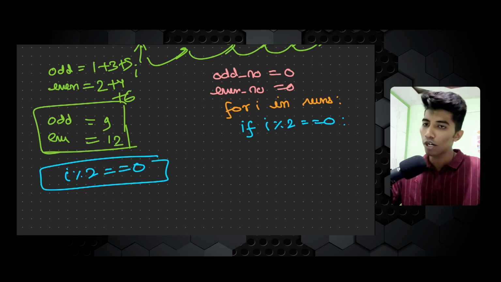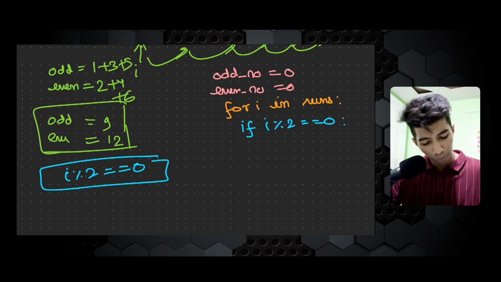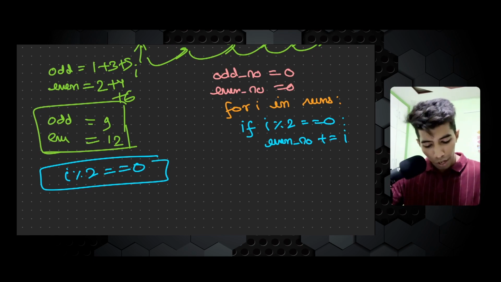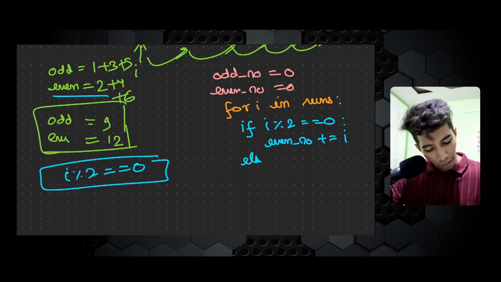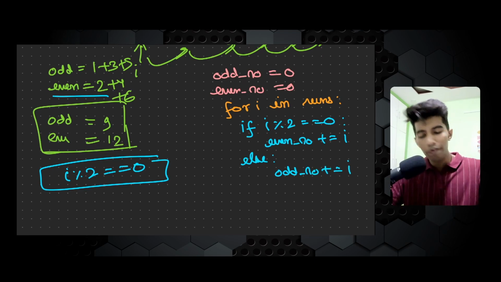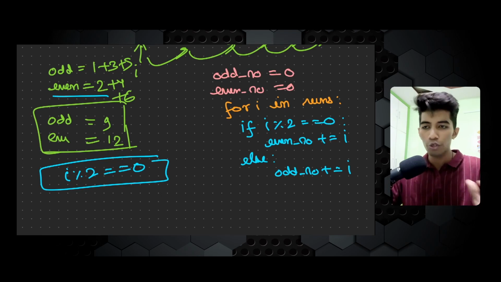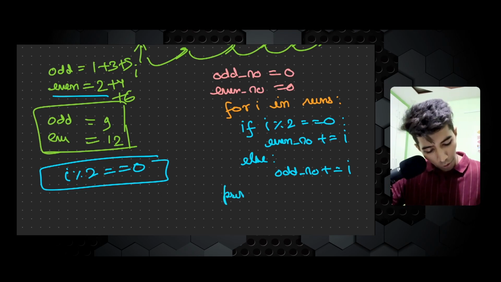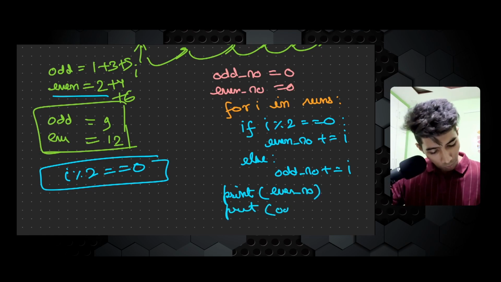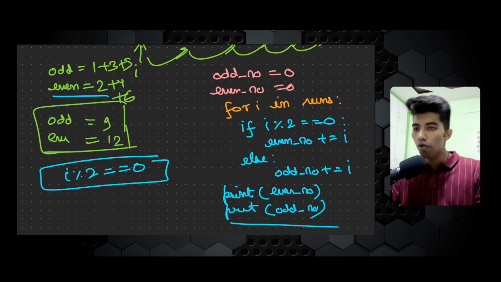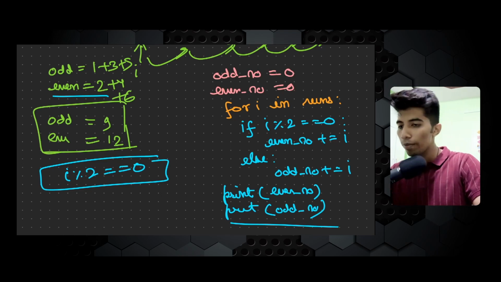So if this particular condition gets satisfied, then what I will do is even number plus equal to I. What will happen is we are just adding the values for the even, and otherwise, if this does not happen, then I will do odd number plus equal to I, because from even and odd this will be one number. So like this we're going to do it, and after that we're going to print even number and print odd number. So let's see how its code implementation looks.